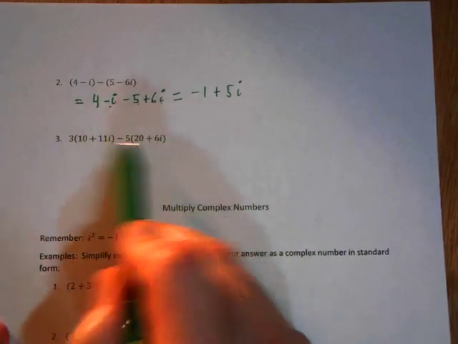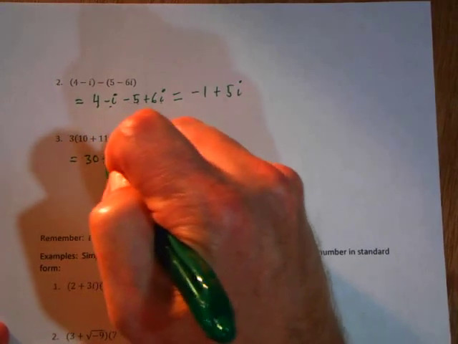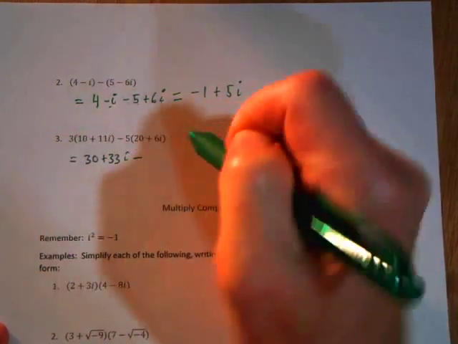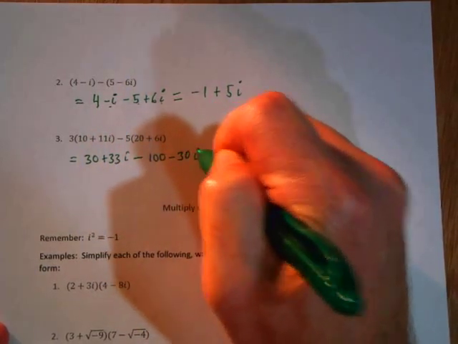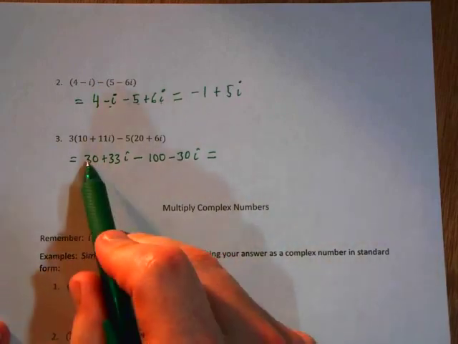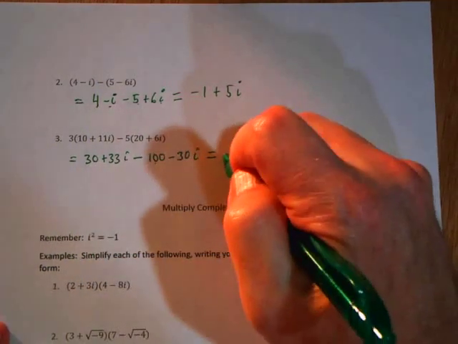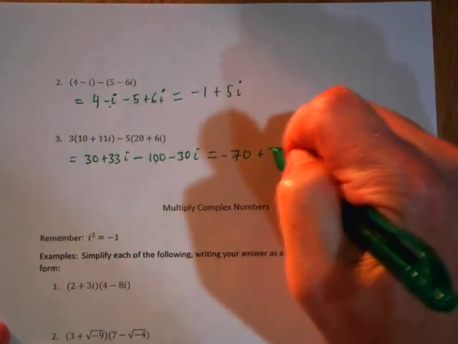One more step involved here. You've got to distribute first. So this is 30 plus 33i minus 100 minus 30i. And we use that and we say that's 30 minus 100, that's negative 70. 33i minus 30i is 3i.